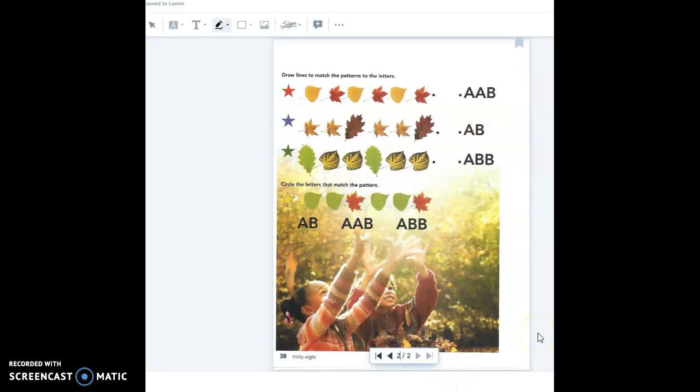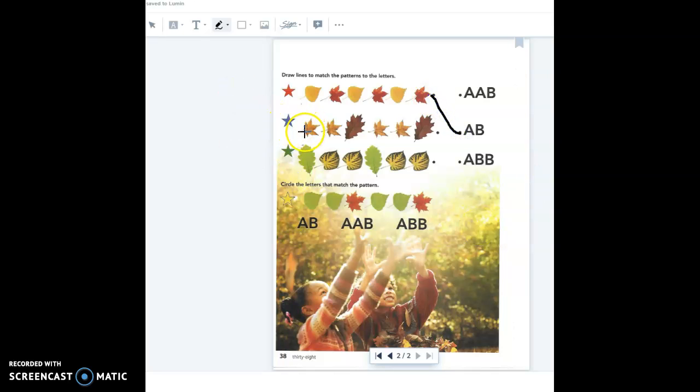Turn your page over to the back. Okay. So on the back, they want me to name the patterns, okay? And the way they're going to have me do this is I'm going to draw a line from the pattern to the name of the pattern. So if I look at this first one, I have an orange leaf, a red leaf, an orange leaf, a red leaf, an orange leaf, a red leaf. So I have a very simple pattern. Two different things being repeated over. This is an AB pattern. I need to draw a line to the AB.